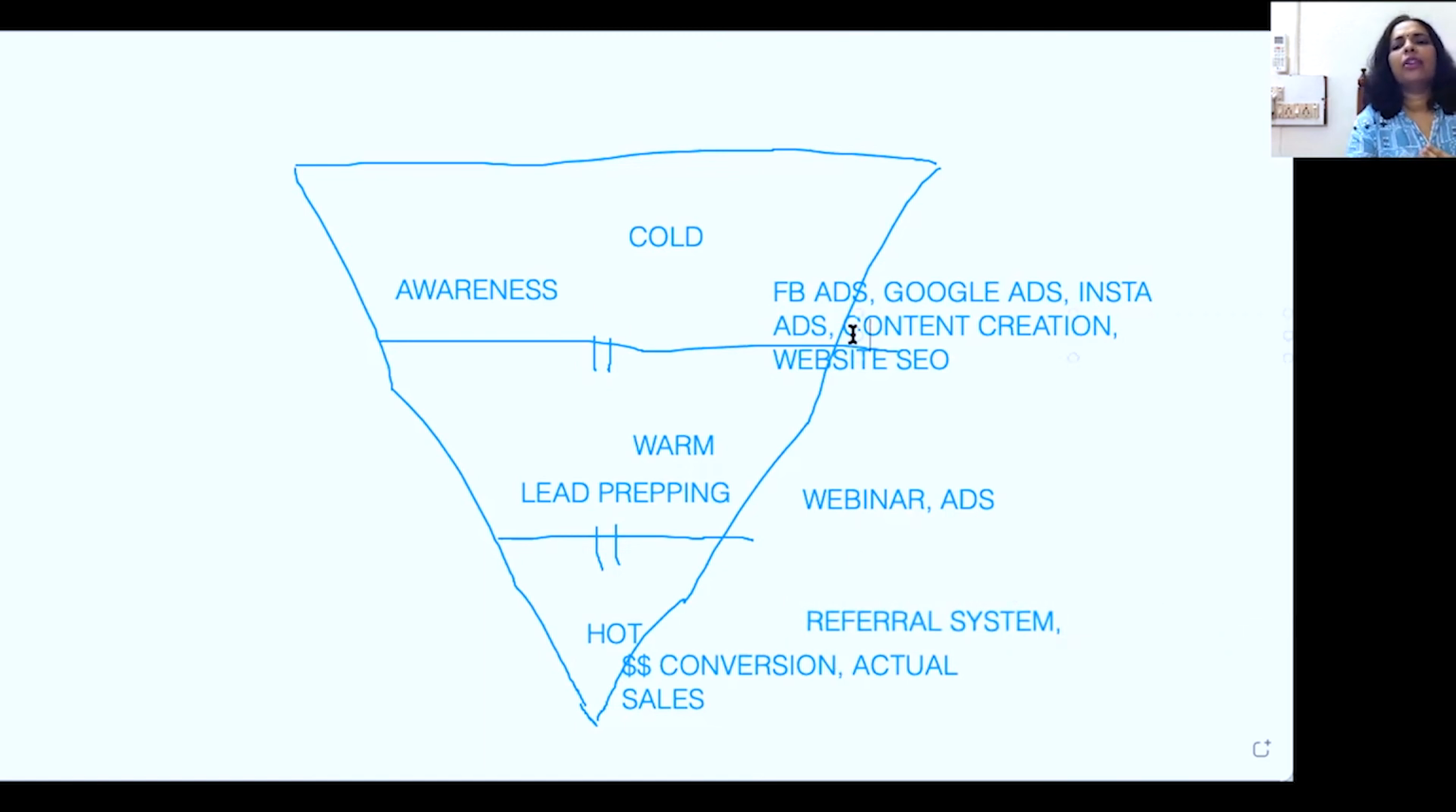If you're just starting out, just use the sales funnel to get as many people into the door with the awareness phase, wherein you run different kinds of advertisements, you do content creation, you also do website SEO, because organic is the best way to do this, because that is where the credibility is higher.